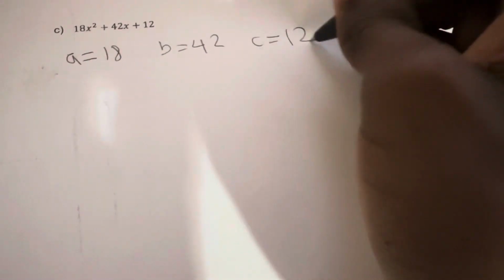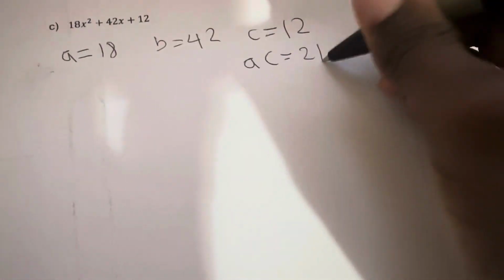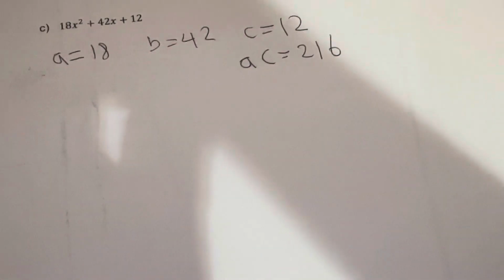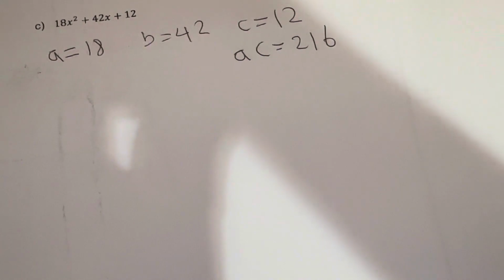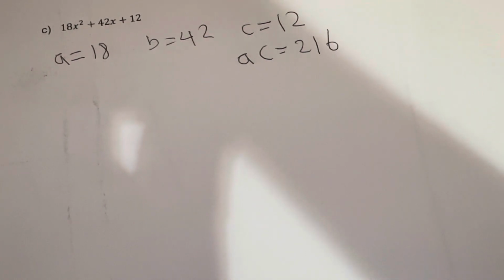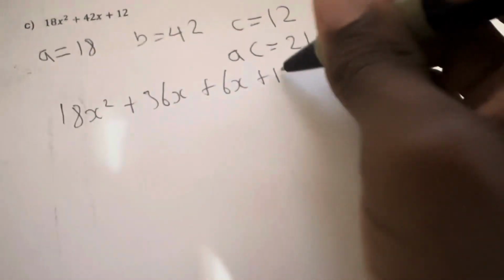Alright, so we're going to label A, B, and C. To be honest, this one's quite easy. Then we're going to do the AC value, which is 216. Now we're going to think of two numbers that add to make 42 but multiply to make 216. These two numbers are 36 and 6. So now we're going to split this 42x into 36x and 6x, and then we just put the plus 12 at the end.